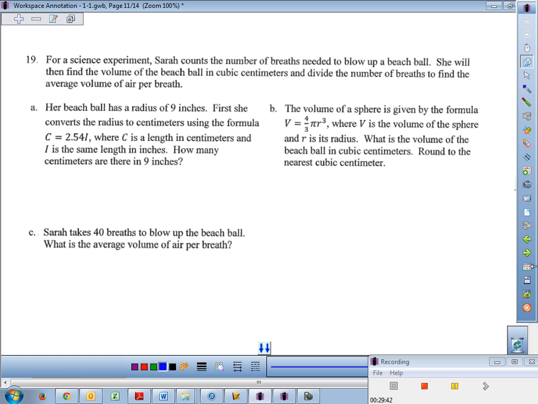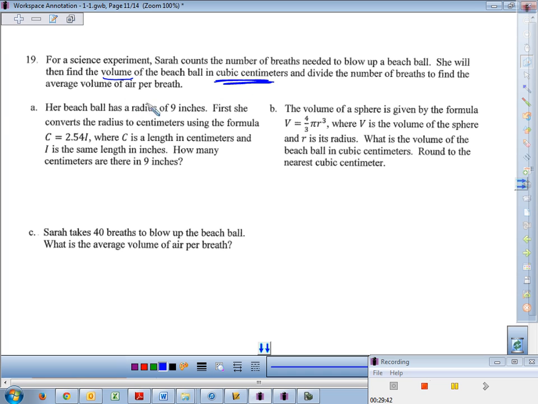And we need to do this one. I know I'd rather not do it, but we need to do it. It's been some old school. So A, B, and C. For a science experiment, Sarah counts the number of breaths needed to blow up a beach ball, right? You blow into it, right? She's got a formula. She will then find the volume of the beach ball, because isn't a beach ball a sphere, right? And you're filling it up with air, the space inside, so that is the volume of it, in cubic centimeters, and then divide by the number of breaths to find the average volume per breath.